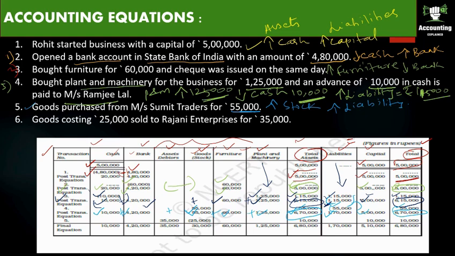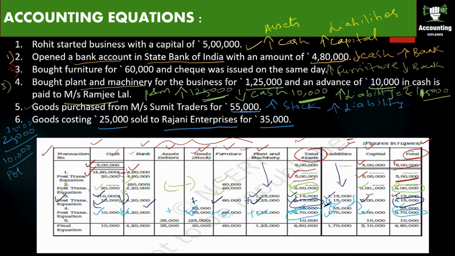Next, goods costing rupees 25,000 were sold to Rajani Enterprises for 35,000. So goods worth 25,000 have been sold for 35,000. Okay, so they have made a profit of 10,000 rupees.